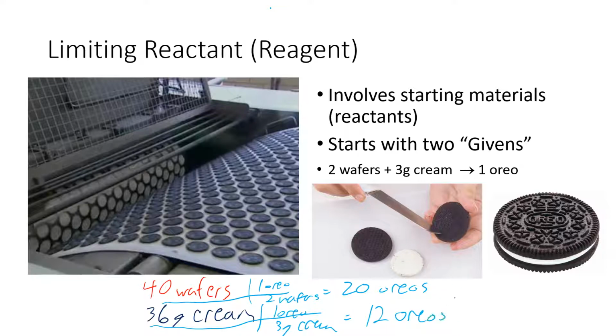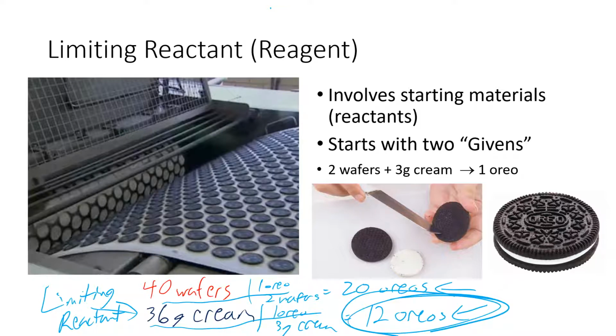So even though you have enough wafers for 20, the reality is you can only make 12 because you're limited by your cream, right? Your cream is limiting you. The wafers aren't limiting you. So we would say that the cream is the limiting reactant because it makes the least number of Oreos. All right. So when we go into a chemical reaction, it's not going to be much different than this.